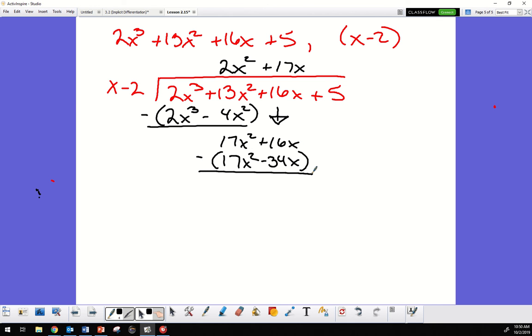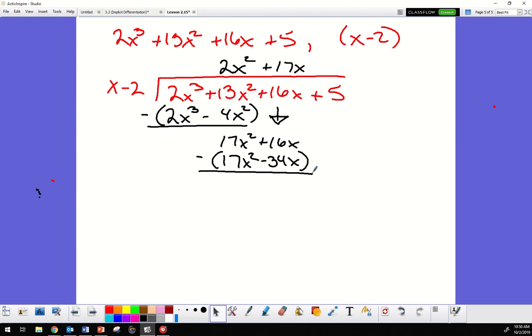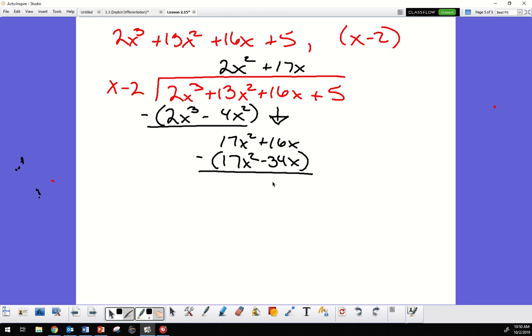So the minus and negative is going to make that a plus, right? So it's going to be 16 and a positive 34, which is 50, right? Because I'm going to distribute. Okay, so that becomes positive 50x. Bring down my 5.